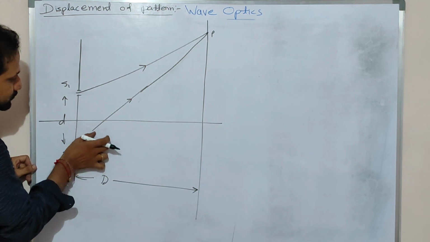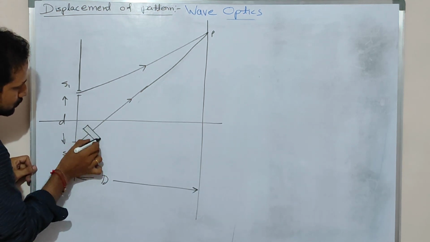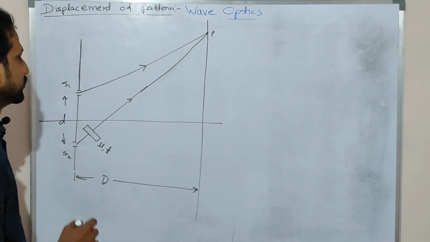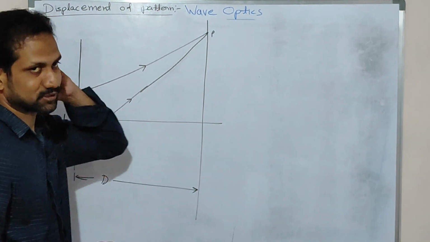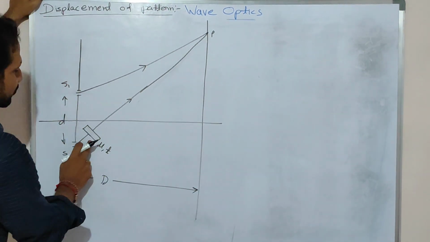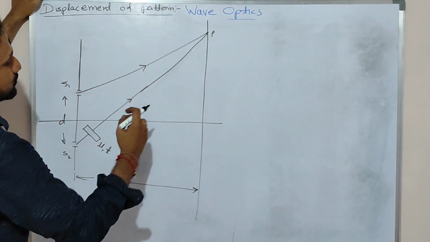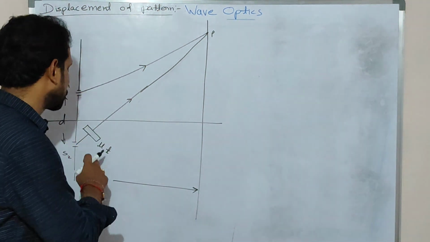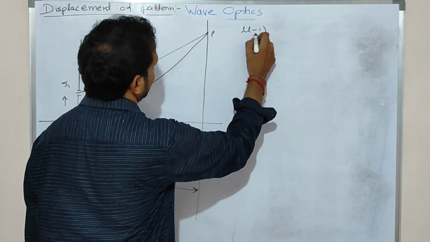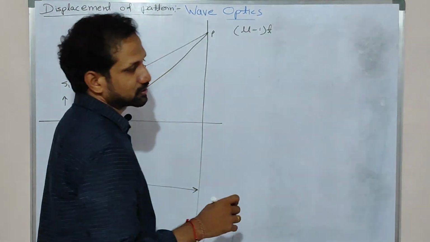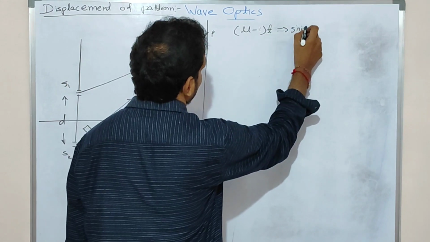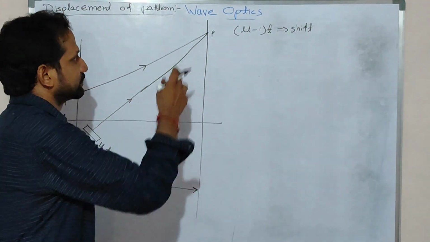We are introducing a film. This has some refractive index mu and thickness small t. Remember, I already told you in the previous class, in the case of the double slit experiment, that whenever there is a medium here, the optical path length will be different. Due to this film, there will be a shift. The shift is going to be mu minus 1 into thickness. How it comes is discussed in ray optics. This is the optical path length shift.